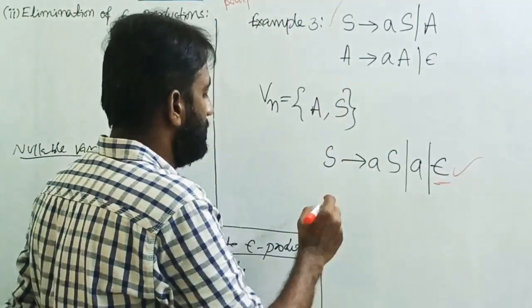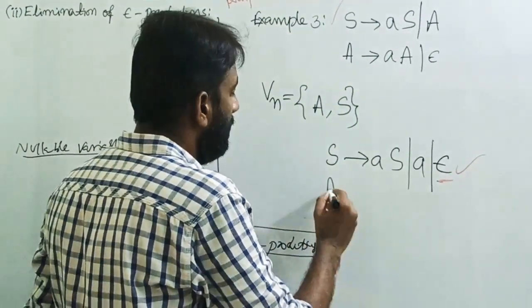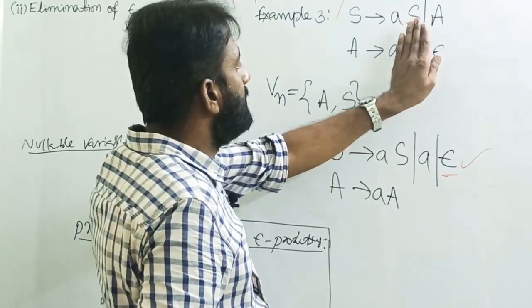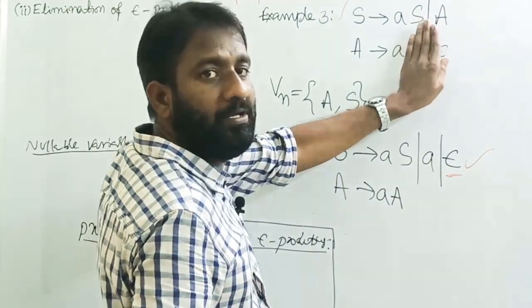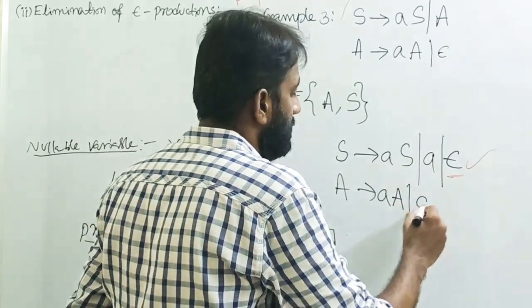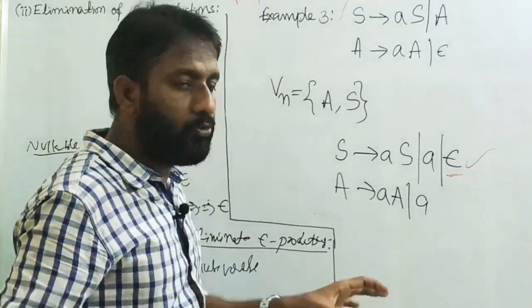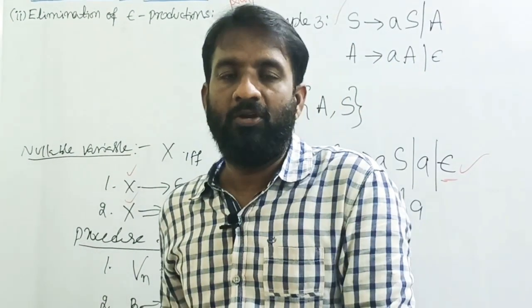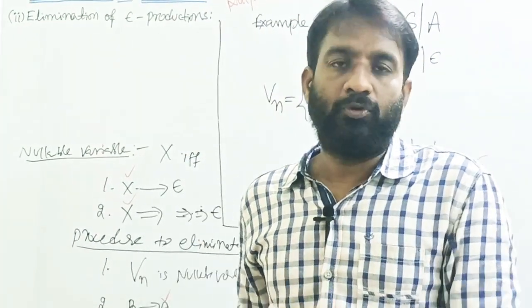Okay, then next, A tends to small a, capital A. If I replace A with epsilon, what is there only? Small a only. This is how to eliminate epsilon productions from the grammar. Okay, in the next lecture we will see how to eliminate unit productions from the grammar.